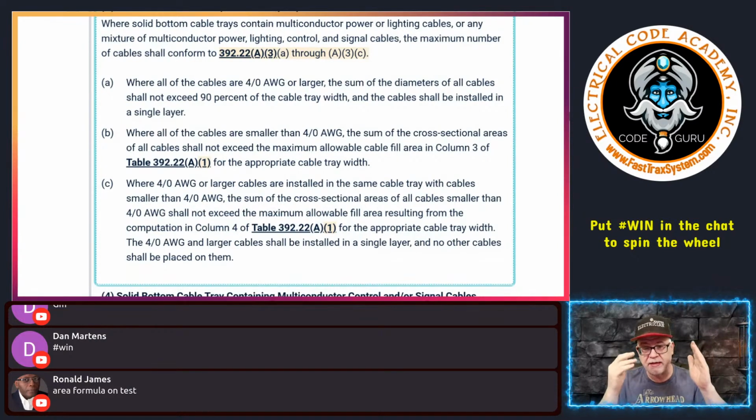Overall width, okay? So if it was 10 inches wide, then my cables that go in it on a single layer, 4/0 and larger, can't exceed 9 inches of that 10 inches of cable tray. That would be not exceeding the 90%. We use 10 as a nice round number, okay? That's what it's saying. So that's going to give you a little room in there. So that's the first thing. That's solid bottom, by the way. Only applies to solid bottom.